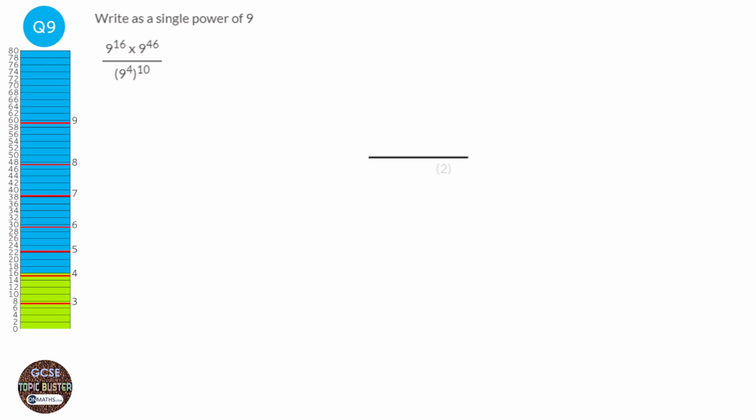Now, when you have two powers of the same base, so they're both base 9, but the base is the big number, then what you can do is add the indices. So we're going to do 16 plus 46, which is 62, so it's 9 to the power of 62. And looking at the denominator, you've got a power inside and outside the bracket. Whenever you have that, you can just multiply them. So it'd be 9 to the power of 40.